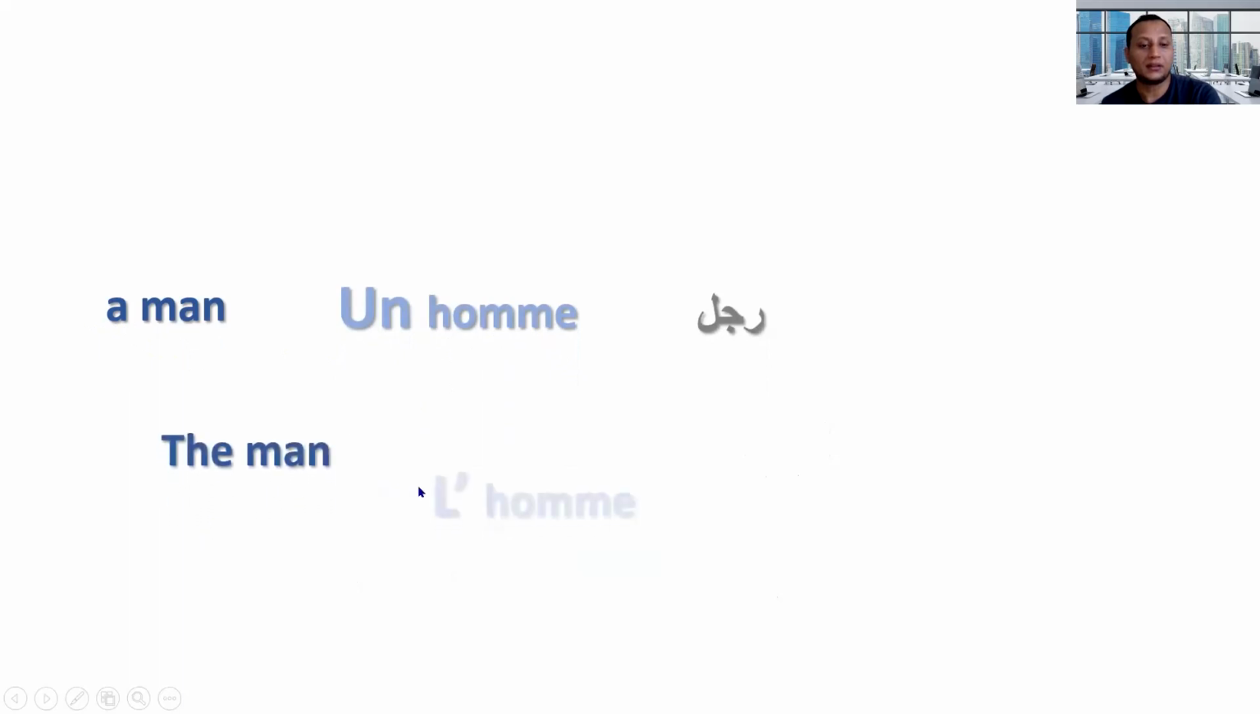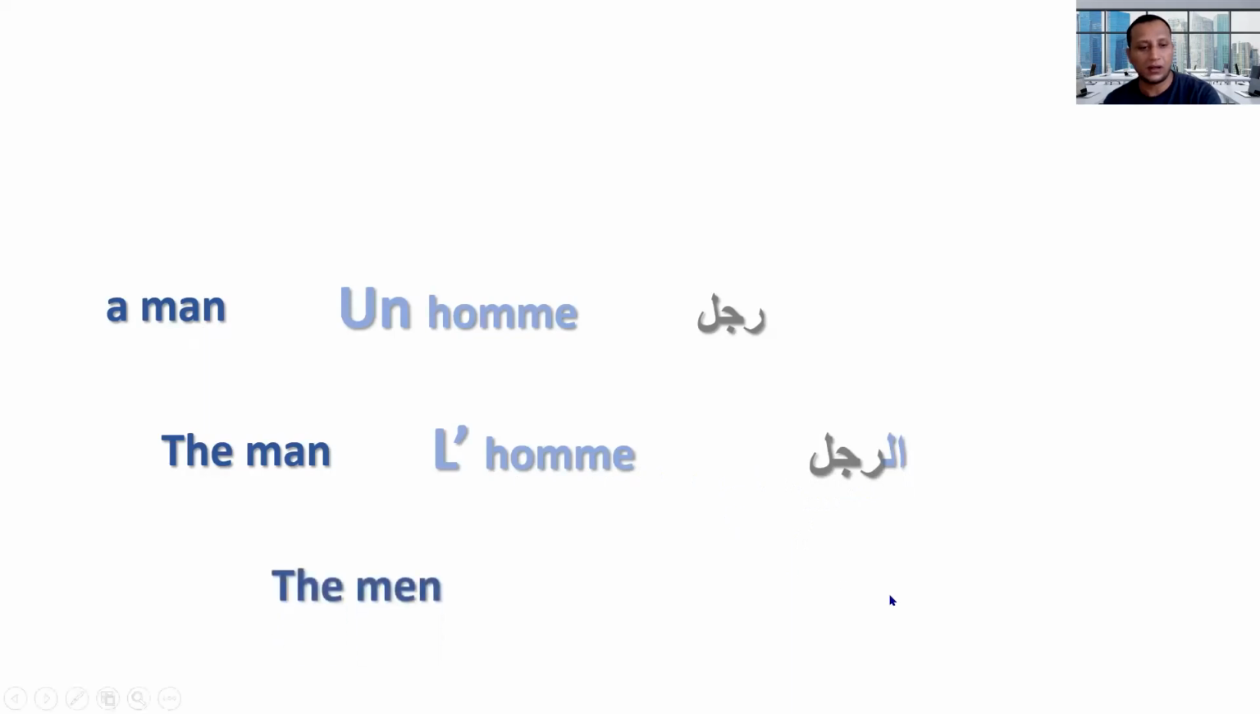More examples. A man. A man is a masculine noun with an indefinite article. Un homme in French. رجل. The man, l'homme. Here, homme in French is man in English. Homme starts with a vowel letter, right? Or some people consider it a semi-vowel, but it's still a vowel letter. We use l apostrophe. In our rule, we said l apostrophe for vowel or semi-vowel letters. In Arabic, al-rajul.